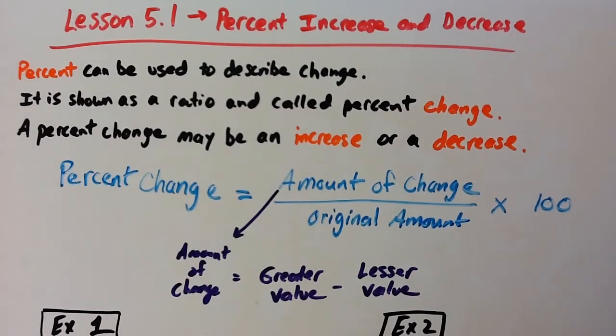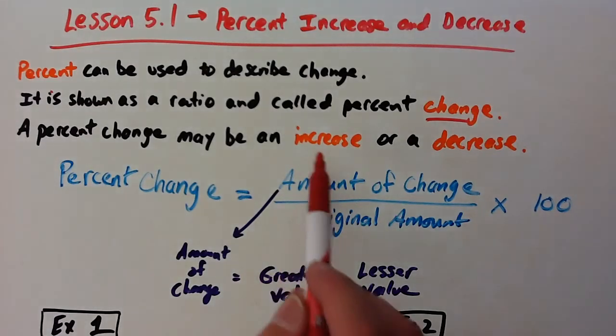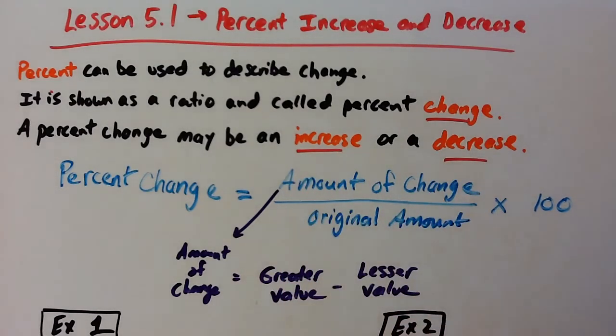Lesson 5.1, percent increase and decrease. Percent can be used to describe change, and it is shown as a ratio and called the percent change. A percent change may be an increase or a decrease. To find the percent change, we use this equation.